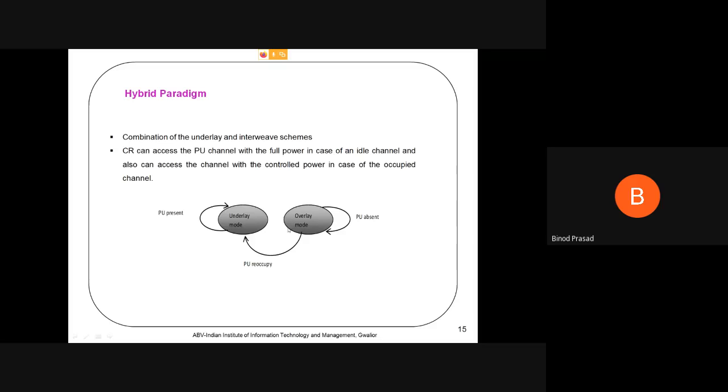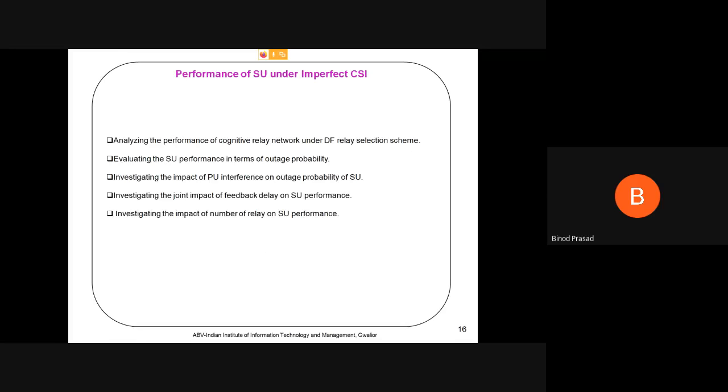So if we use a hybrid approach, it can improve the performance of a CR network, because it is utilizing a given band all the time. It is not losing the opportunity of transmitting in a particular band.